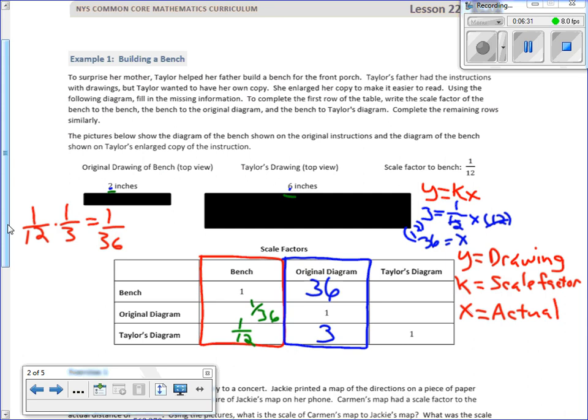Now we have one last calculation to do. And it's Taylor's diagram. All right? So we know k is 1/12. We know k is 1/12. We were given Taylor's diagram as 1.